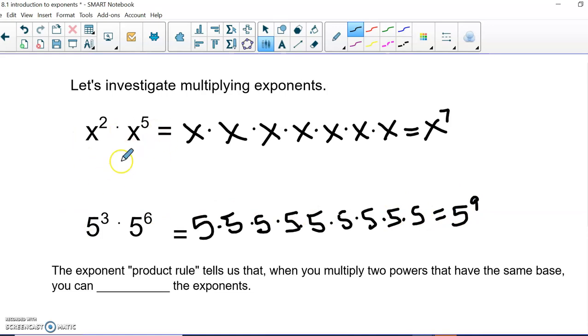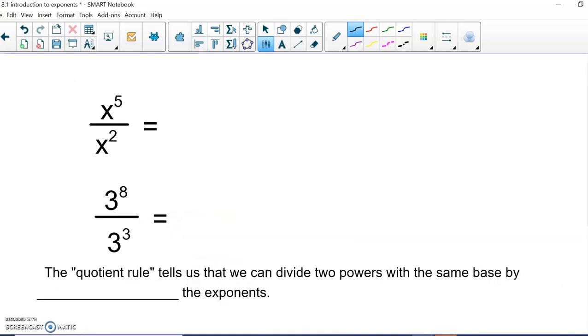So you can probably see the shortcut here. When you're multiplying exponents with the same base, you're allowed to just add the exponents. That's called the product rule. So the product rule tells us that when you multiply two powers that have the same base, you can add the exponents.